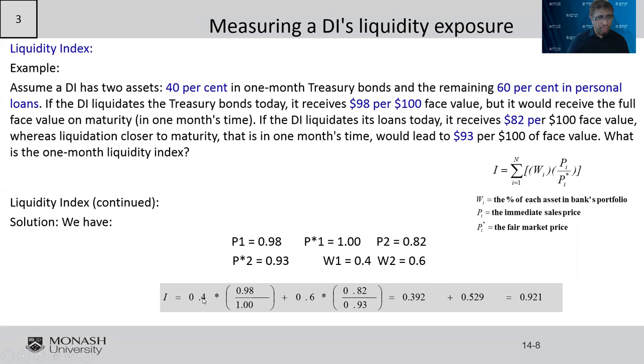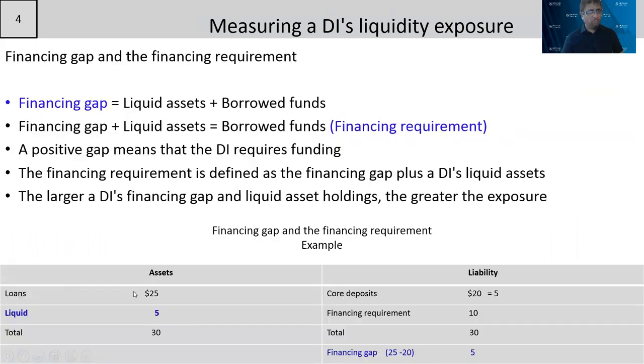The weight is 40% for the government securities and 60% for the loans. And this is 98 over 100, just the P over the P star. And this is 82 over 93, and we get 92%. 92% means that if I liquidate, I will get 92% of my total assets. Of course, if I'm very liquid, I want this to be 95, 97, even 99. But this is what I will get if I decide to sell my assets today.